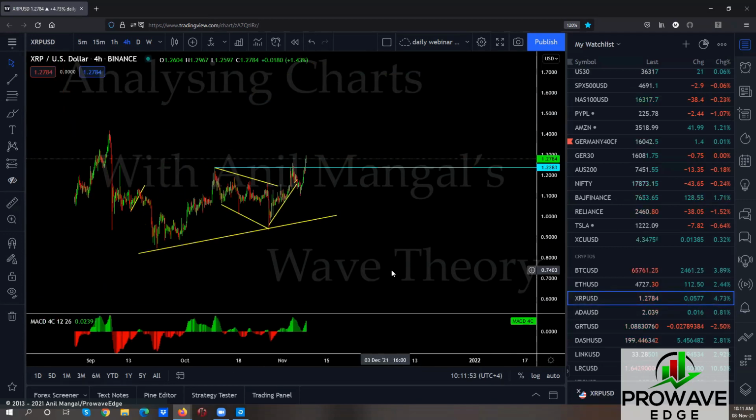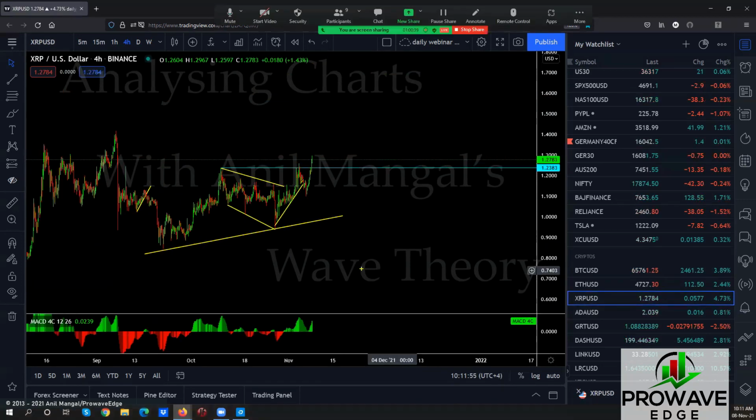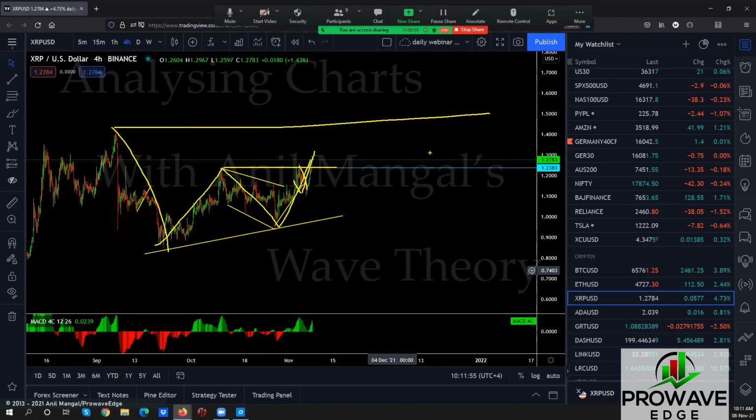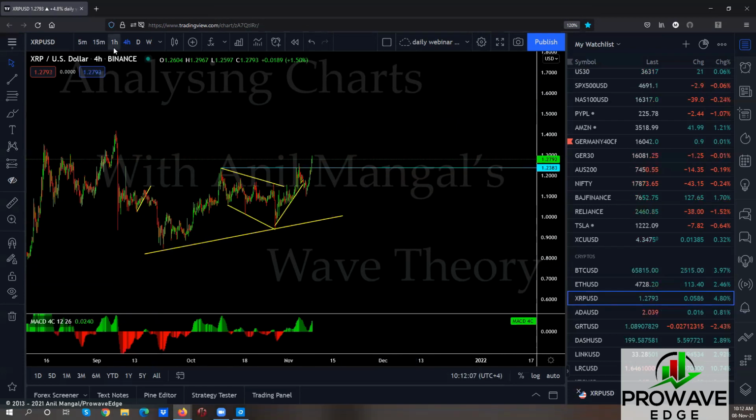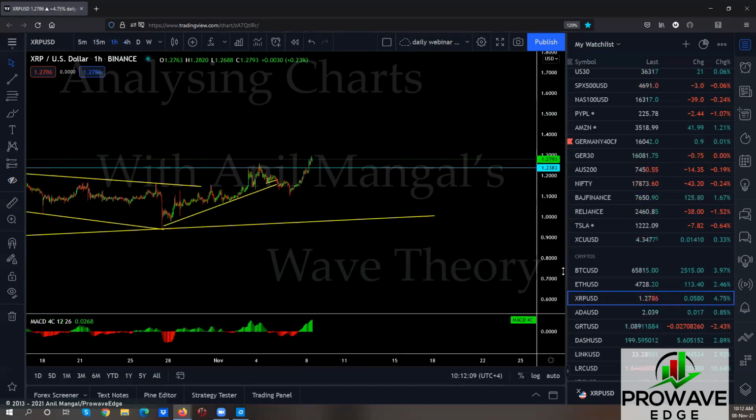XRP, okay, one more up. This one did break out. It made another flag and it goes one more up, broke the top again. I still see this more as a big correction within this move here. See? So if you're going to buy any flag here, you have to take it with caution.